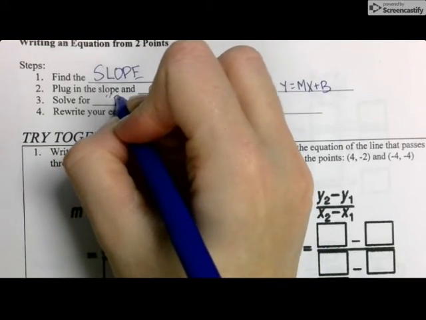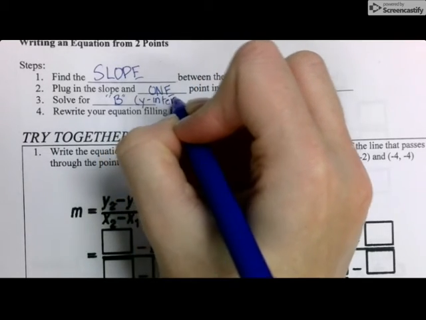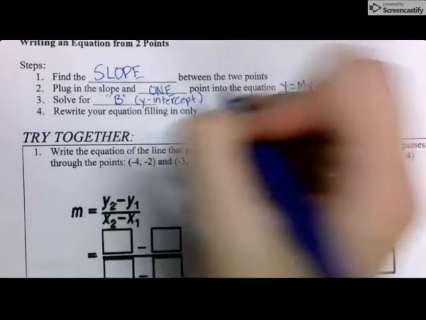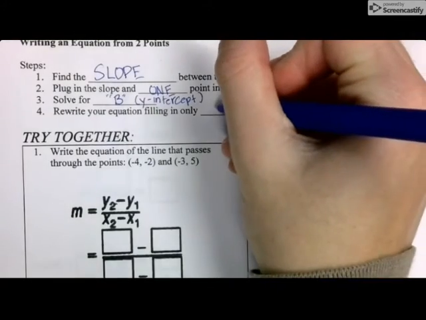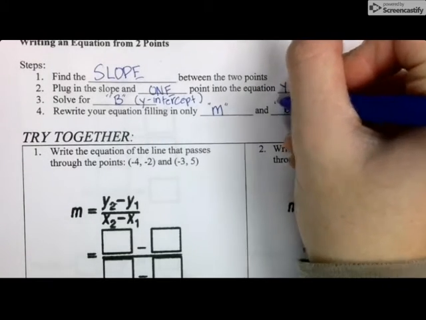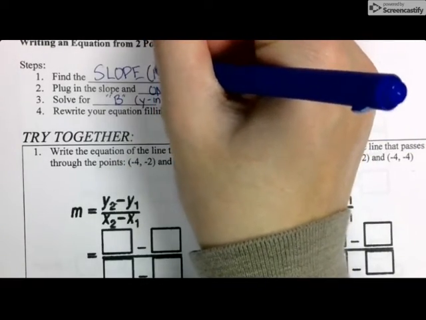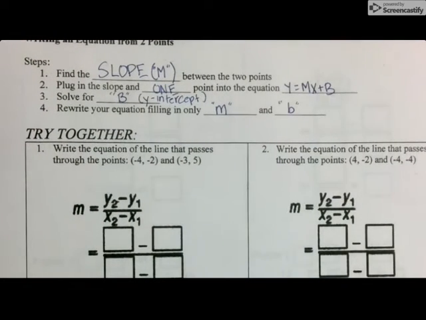Solve for b, which is our y-intercept. Rewrite your equation, filling in only m and b. Okay? And let's actually put that slope as m. Okay? So again, it looks like a lot of work. It hopefully shouldn't be that bad. Okay? So let's first look at number 1 in the try together.